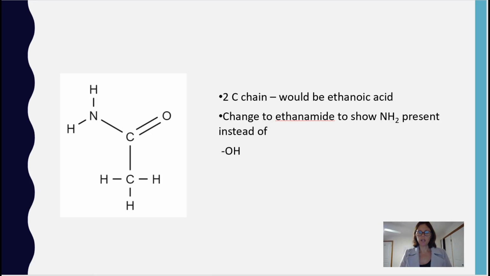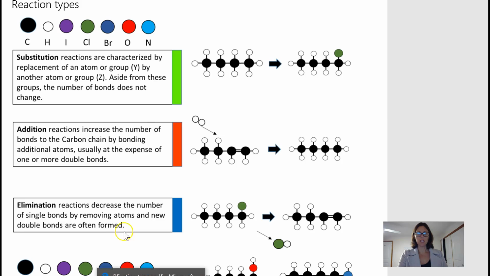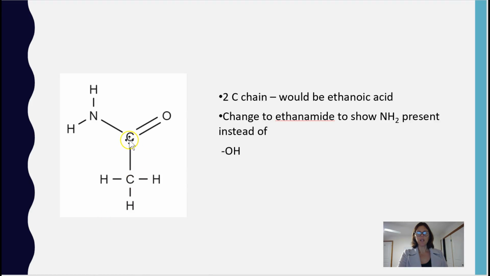So let's have a look at an example. Here we are looking again for our longest carbon chain like we do when we're naming our carboxylic acids. So we have 1, 2 here. So we are going to be looking at an ethanoic acid, 1, 2, double bond, and instead of the OH here, we have got the amide. So it's going to be ethanamide, however you want to call it, instead of our ethanoic acid.